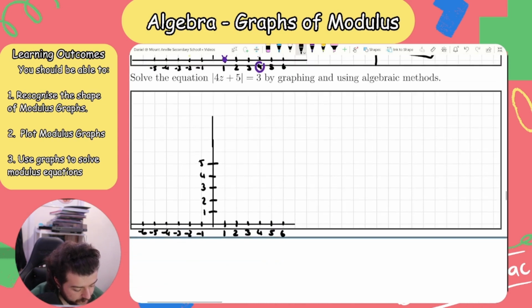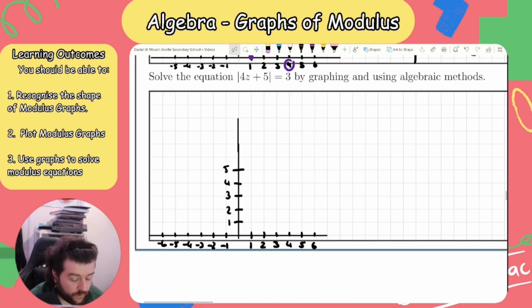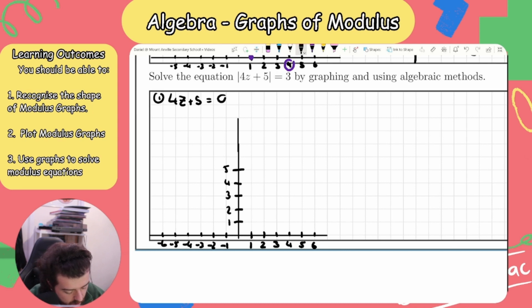Right. One more here. Solve the equation for the modulus of 4z plus 5 is equal to 3 by graphing and using algebraic methods. So first point I need to let 4z plus 5 equal 0. So that is going to be 4z equals minus 5. Z is going to be minus 5 over 4, or minus 1 1/4. So that's going to be here. So minus 5 over 4, 0.